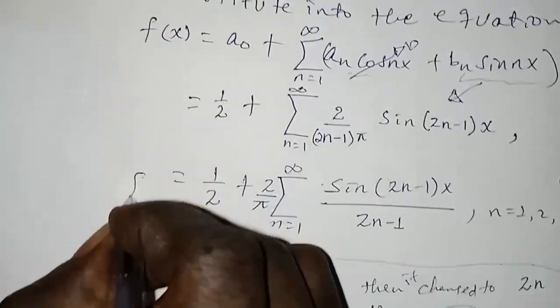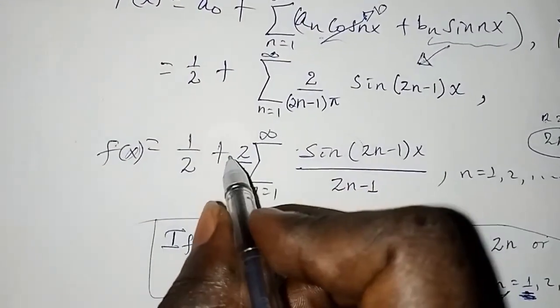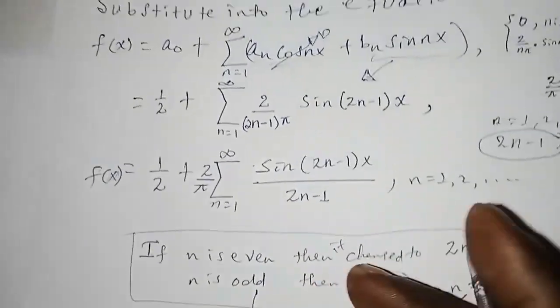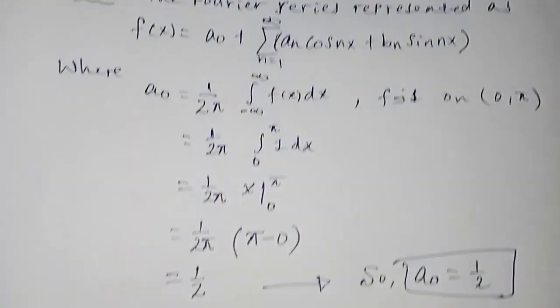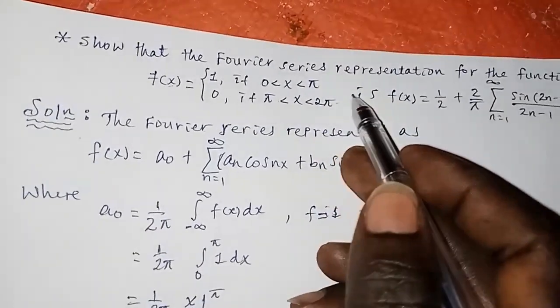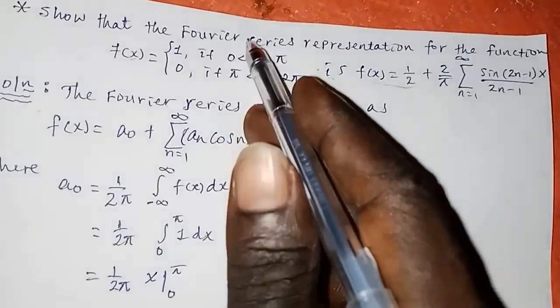Then you can say f of x equals this, which is the Fourier series representation of this one.